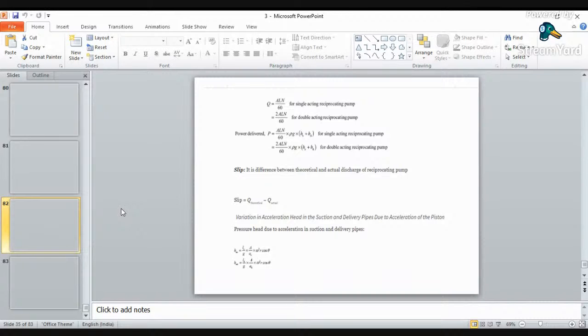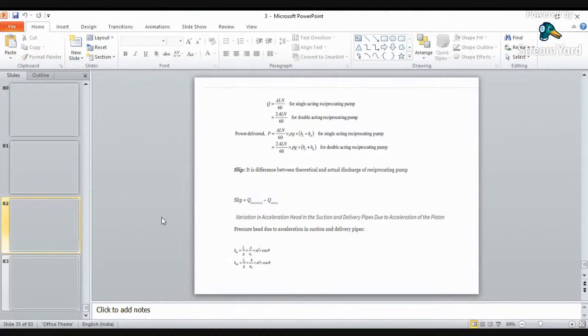Okay, so the theoretical discharge for the single acting reciprocating pump is calculated as ALN by 60. A is the cross sectional area of the piston, L is the length of the stroke, N is the number of rotations per minute, divided by 60. For double acting, it is twice ALN by 60. Then power will be calculated as discharge into rho g into head, that is rho g QH. So Q will be calculated as ALN by 60 and H is the summation of suction head and delivery head.